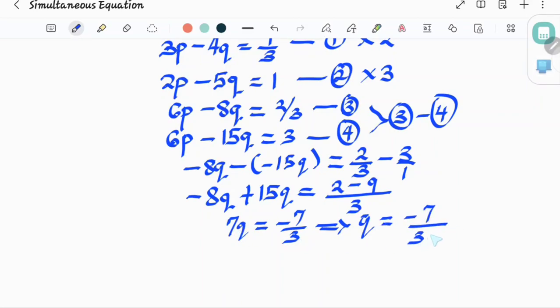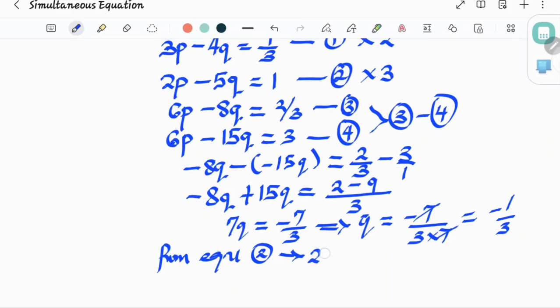This 7 is going to come down. So 7 cancels 7, and hence our q is minus 1 over 3. Now that we've gotten our q to be minus 1 over 3, we can decide to substitute into any equation of our choice. So from equation 2, what we had in equation 2 is 2p minus 5q equals 1.